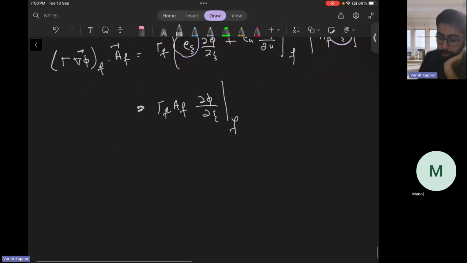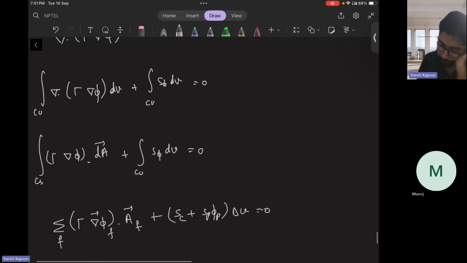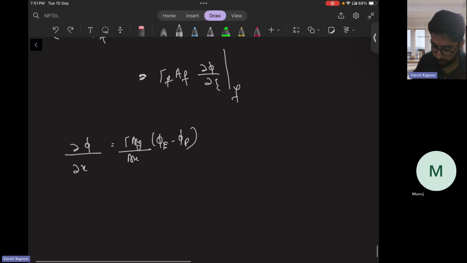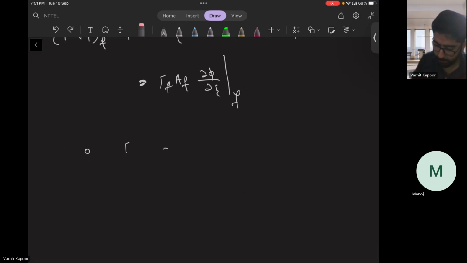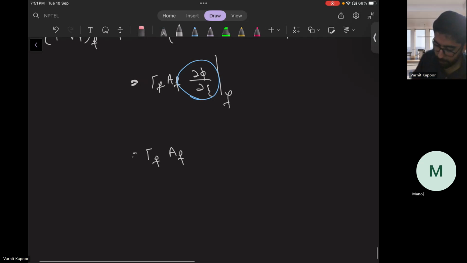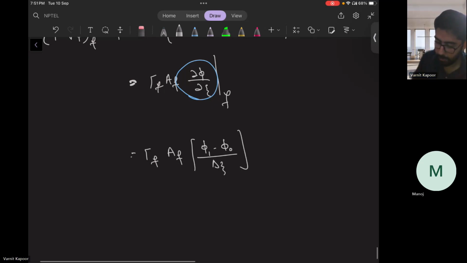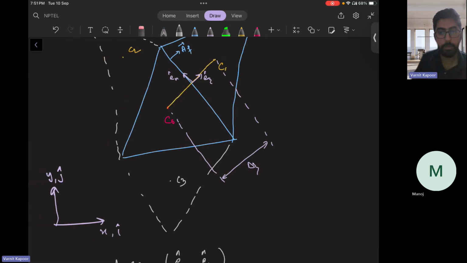Now, in the global coordinate system, dou phi by dou x you would write as the difference of phi between east and P. Similarly, the local coordinate system is meant for unstructured meshes, where you can directly write it as phi 1 minus phi 0. So we will write the gradient as gamma_f A_f times (phi 1 minus phi 0) over del zeta. The spacing was del zeta only, right?